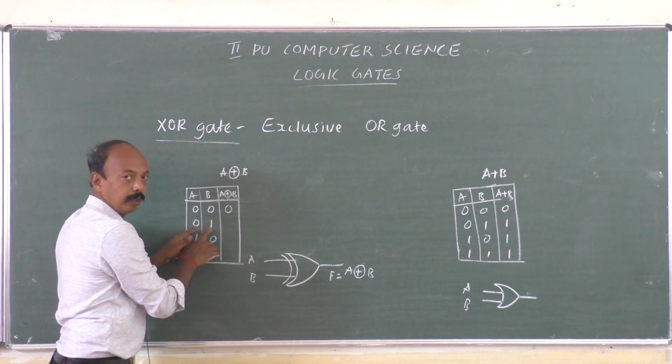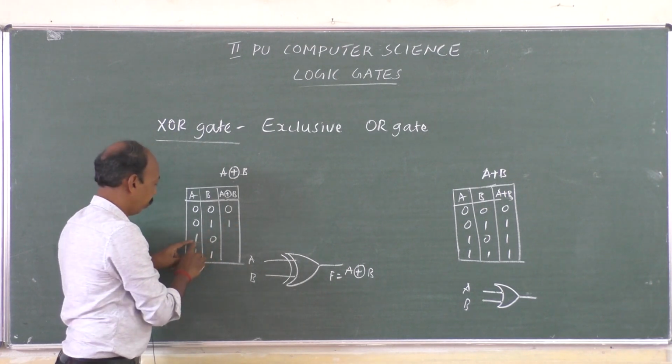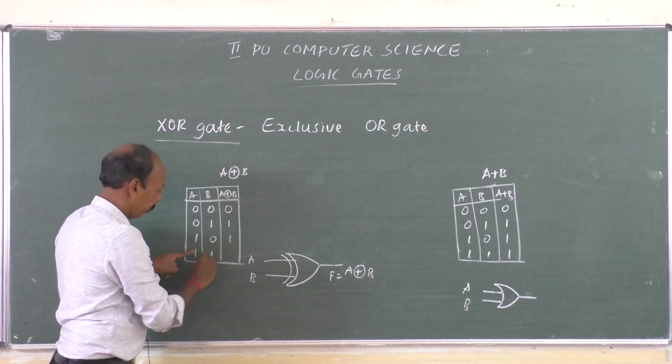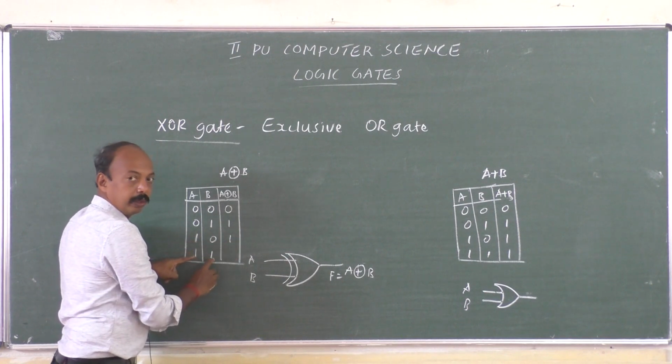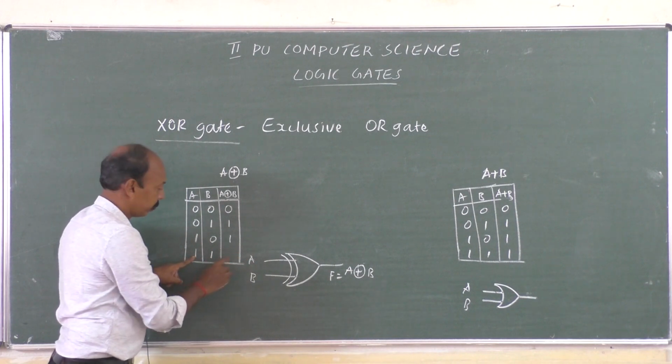0 and 1, one 1 is there, that is odd, so it will be 1. 1 0, again one 1 is there, so it is 1. 1 1, two ones are there, so even number of ones, that's why it will be 0.